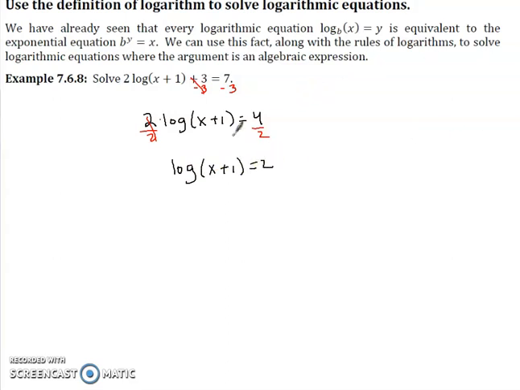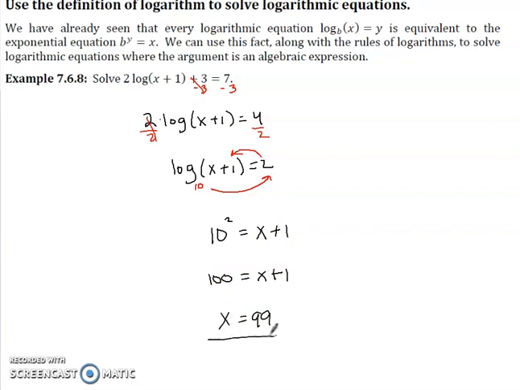Now my variable is inside the argument of that log, so in order to get it out to where I can work with it, I'm going to take this out of log form. So 10 to the power of 2 is going to equal x plus 1. So 10 squared equals x plus 1. 100 is equal to x plus 1, which means that x is 99.